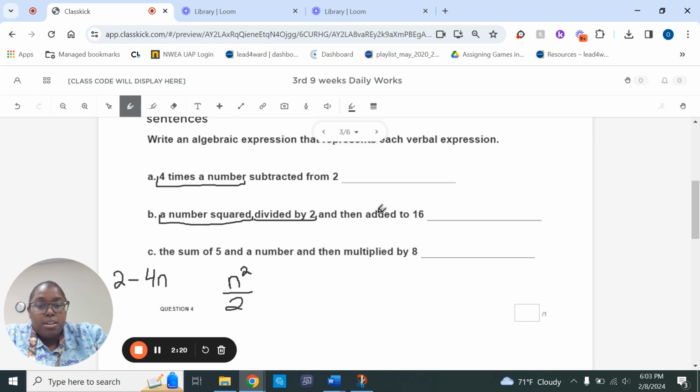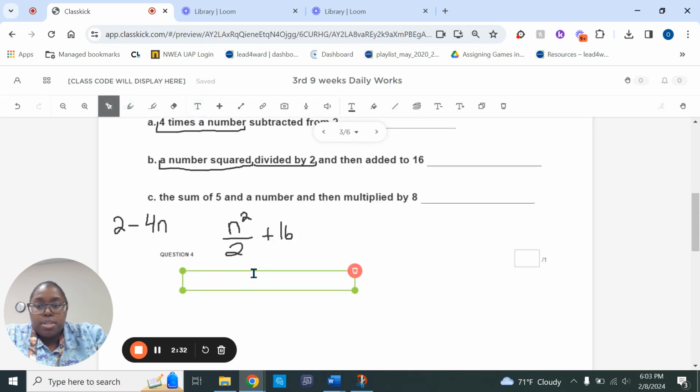And then add it to 16. So plus 16. There is a Schoology way to type this in. N, shift 6, 2, slash, 2, shift equal, plus, shift equal, and then 16.